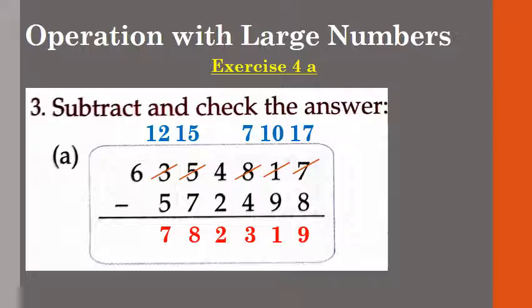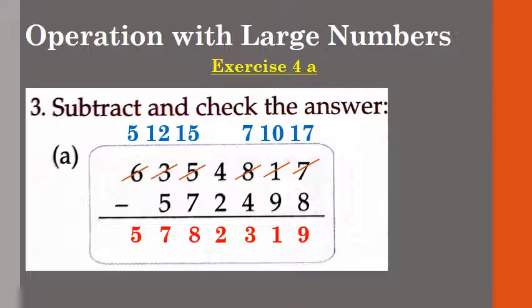We get 7. And now children, what is left at crore place? At crore place 5 is left, so our answer is 5. So our final answer is 5782319, or we can say 57,82,319. Now children, we have to check the answer.